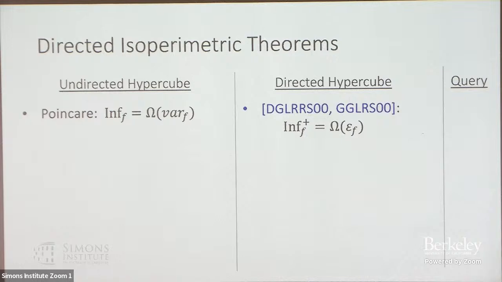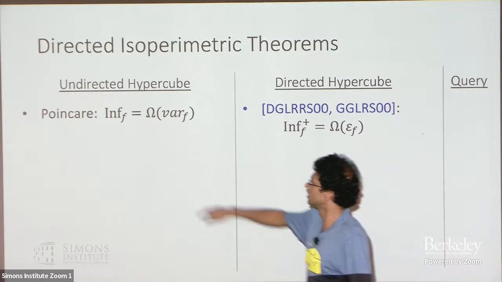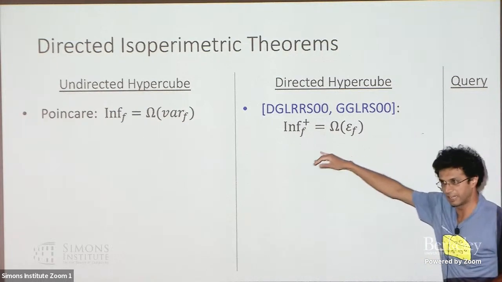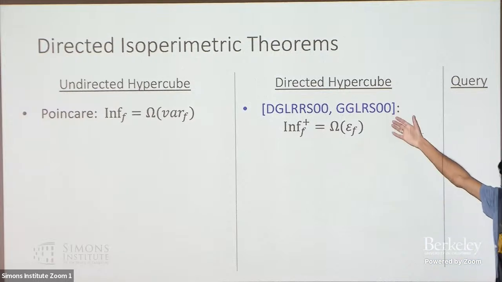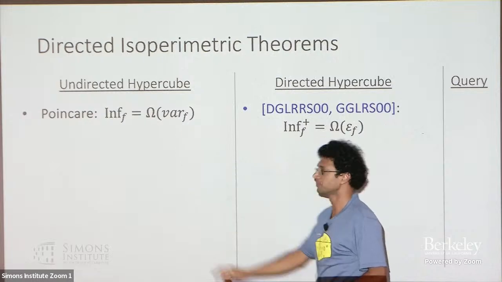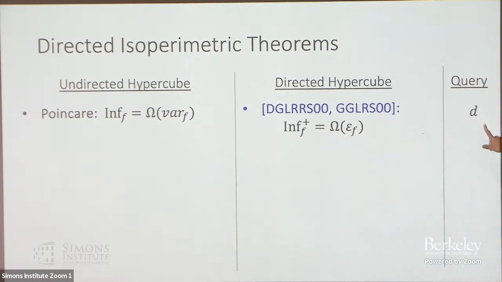Okay, so directed isoperimetric theorems. As we saw, the Poincare inequality says the influence is omega of the variance. And the directed version says inf plus, the directed influence, is omega of the distance to monotonicity. So distance to monotonicity takes the place of variance. And you get a d query tester. I'm ignoring the epsilons here.